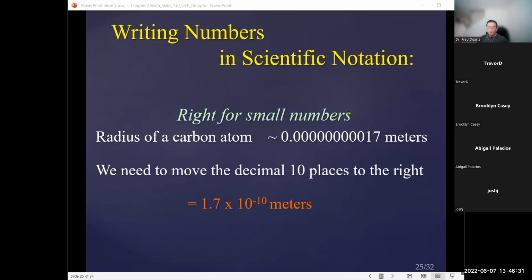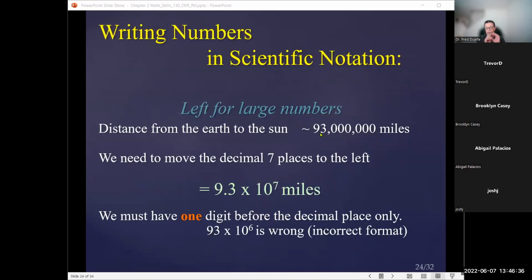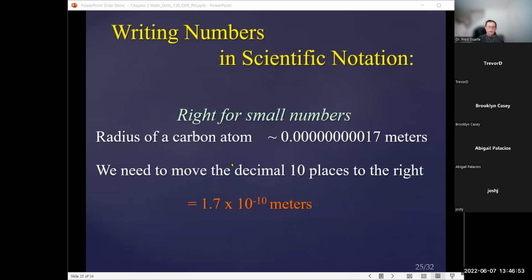Okay. Now notice here, when we had a large number greater than one, the exponent, in this case times 10 to the seventh, was a positive number, okay? So by looking at it, 9.3 times 10 to the seventh, positive seven, it is a number greater than one. When we have numbers that are very small, that exponent becomes a negative. So how do we determine that? Well, no different than we did with the number larger than one.